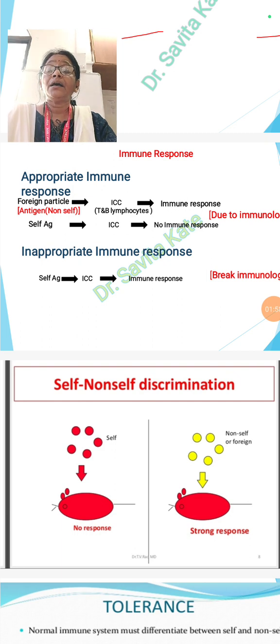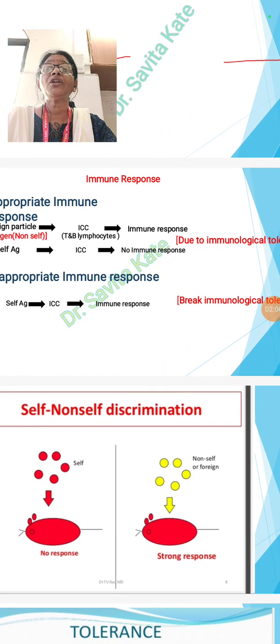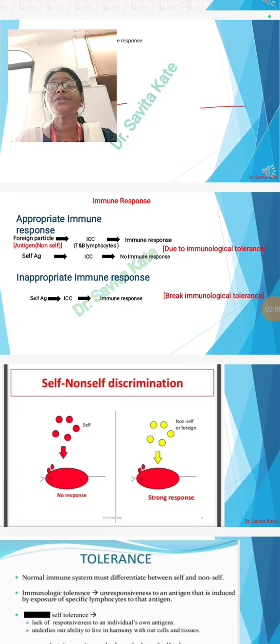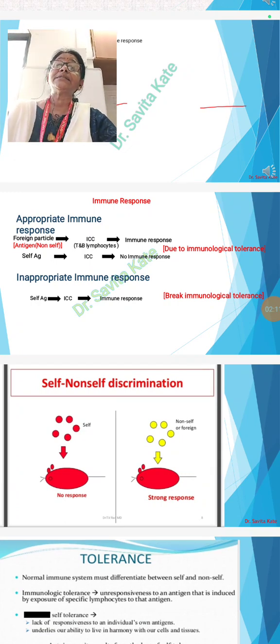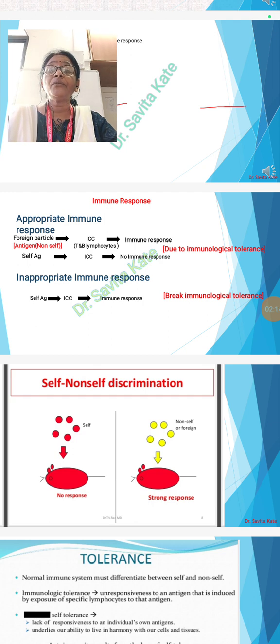But against self antigen, our immunocompetent cells never show the immune response. Then the question comes: why? Due to immunological tolerance. Immunological tolerance is the unresponsiveness of the immunocompetent cells towards the self antigen. Immunocompetent cells that would respond to self are programmed for apoptosis during their maturation, and that's why our immunocompetent cells show tolerance against the self antigen. That is, in brief, the appropriate immune response.